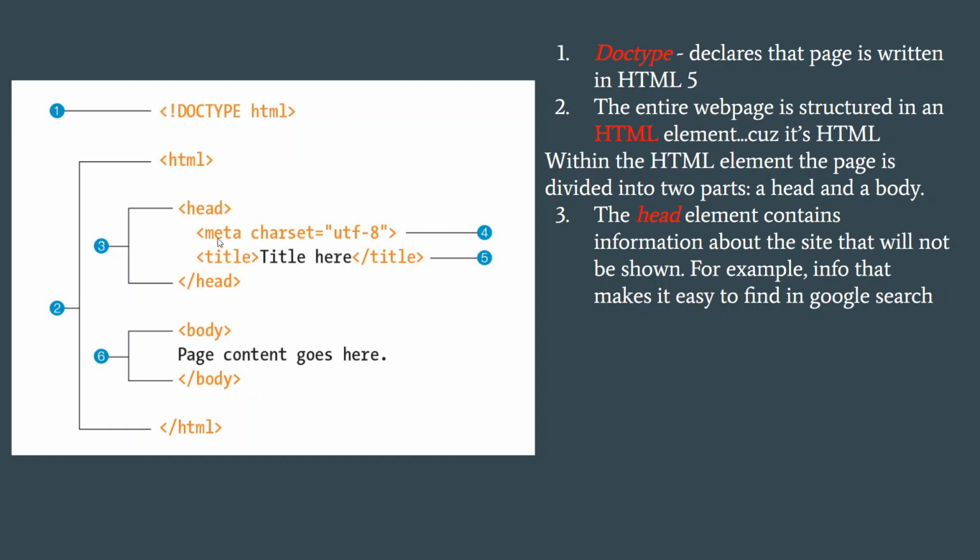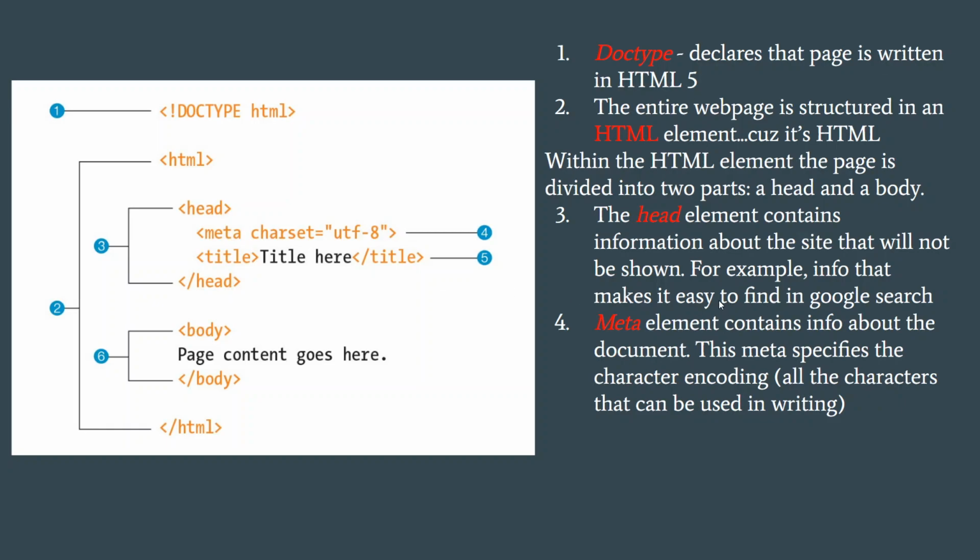The meta element specifically contains info about the document. So this is letting it know that whatever HTML document this is, it's encoded with UTF-8. That's a pretty common encoding, and encoding just means how whatever text is going to show up on the page is represented, right? The title is basically what you see in the little tab at the top of the browser. Whatever you put for your title, that's what shows up in the browser tab.